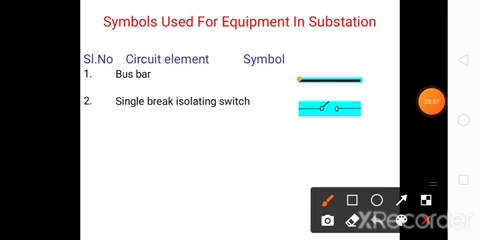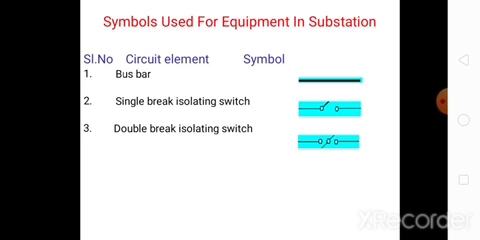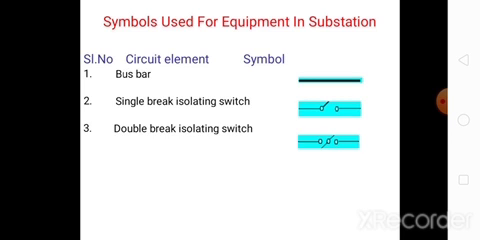Here it is the bus bar. Bus bar is nothing but a current conductor. This is a single break isolation switch. Isolation switch, when it is in open circuit, will be like this. When it is in closed circuit, it will be like this. Double break isolation switch. Double break means the line is connected like this, and when it is in closed circuit the line will be like this.